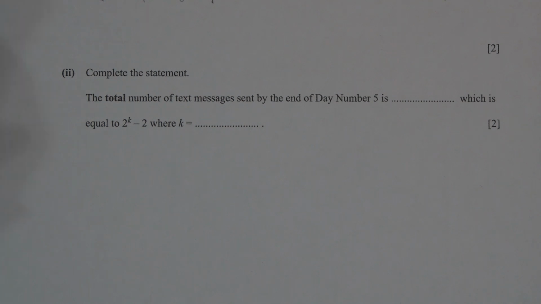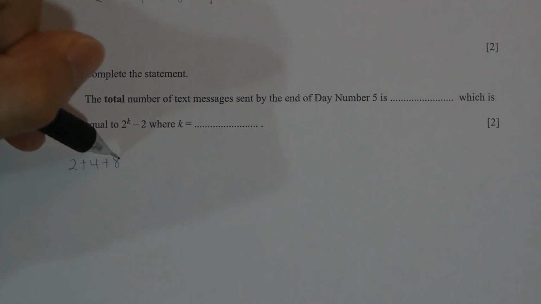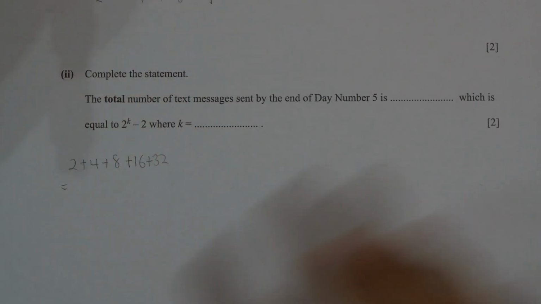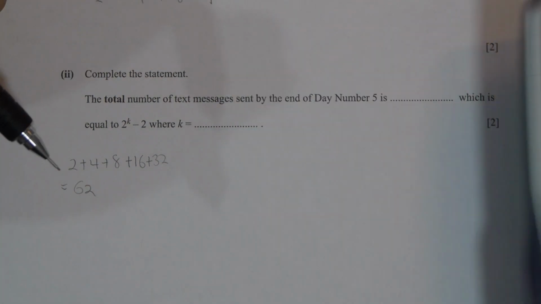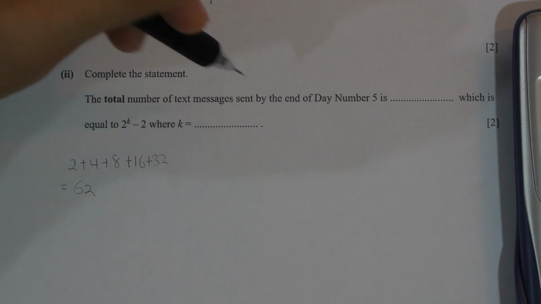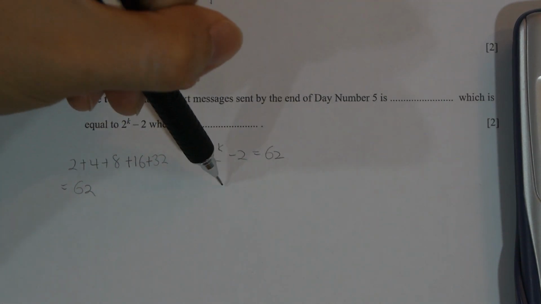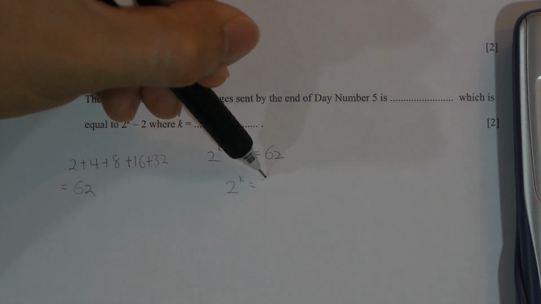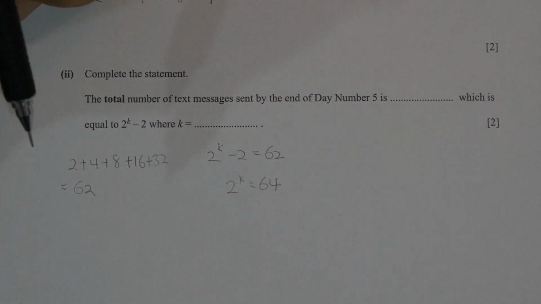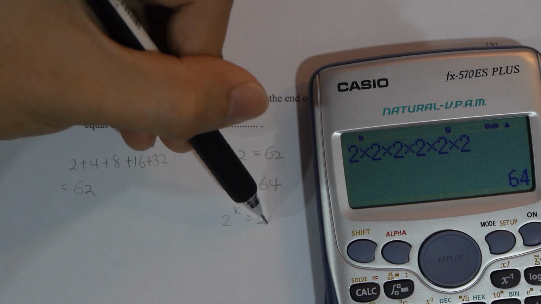For the next question, the total messages sent by the end of day number 5. So the same way as you solved the previous question, add up all 5 days together, then you get 62. Then substitute the value into the formula 2^k minus 2 equals 62. Run the calculation, you will get 2 to the power of k equals 64. So 2 to the power of k equals 2 to the power of 6. k is actually 6.